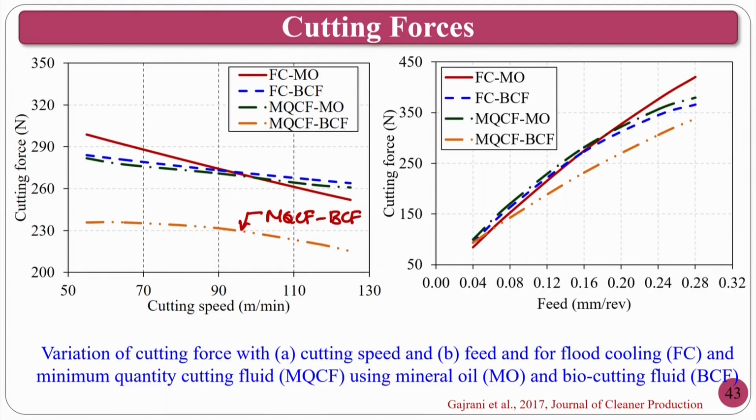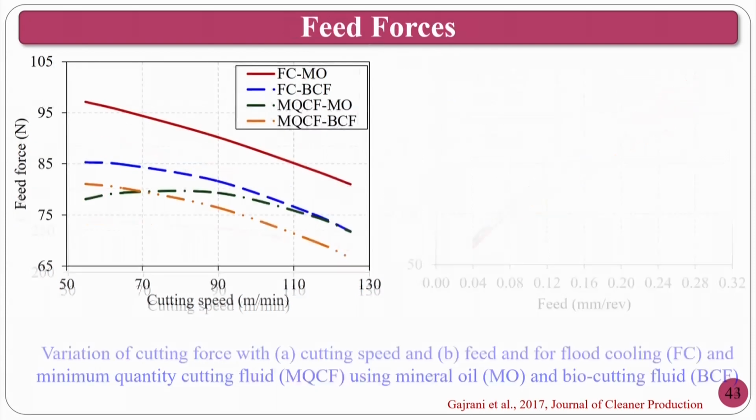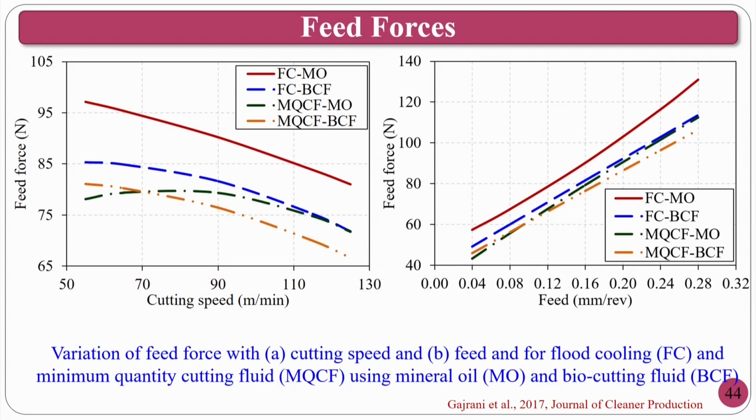In other case, minimum quantity cutting fluid with mineral oil is slightly better, but the flood cooling is not better, as you have seen in the forced convection and others. Feed forces, similar things are there, but only one noting point here is your minimum quantity cutting fluid mineral oil plus minimum quantity cutting fluid bio cutting fluid.